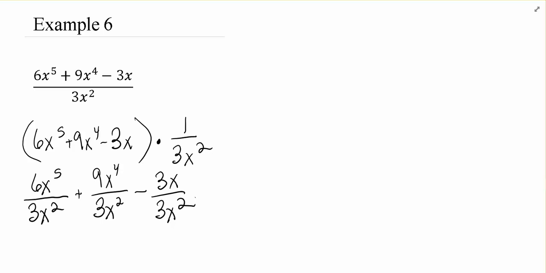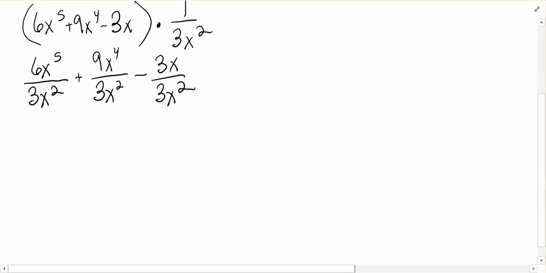I want to point out why we can. This is why we can distribute when it comes to division, because we can think about division as multiplication by the reciprocal. Now with each of these terms, we can now simplify them. With that first term, 6 divided by 3 is 2. And if I have 5 x's on the top and 2 on the bottom, we subtract. 5 minus 2 is 3. So 2 of them divided out.